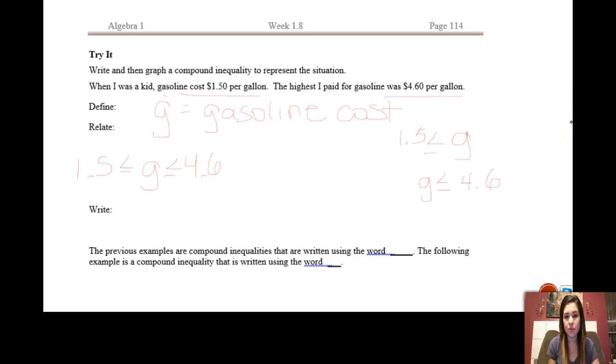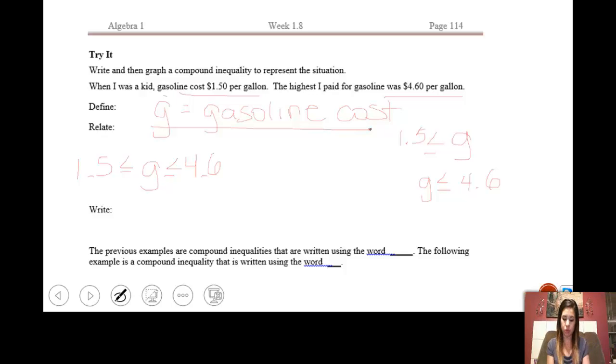So hopefully you were able to solve this. I first started by setting my variable. So I said G is the gasoline cost, and the lowest that ever was $1.50. So G has to be bigger than $1.5. Then it has to be less than 4.6 because that was the highest price it ever was. So G has to be less than 4.6.